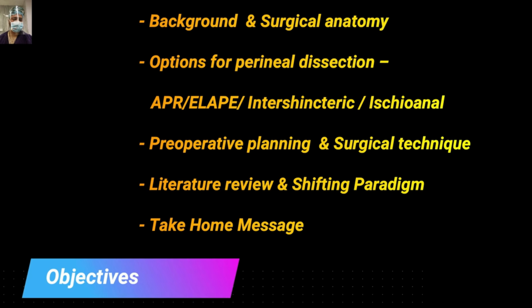How to plan the preoperative management, and what are the surgical techniques per se for APR and ELAPE, what is the relevant literature and how this is leading to the shift in the paradigm, and what is the take-home message for the students.